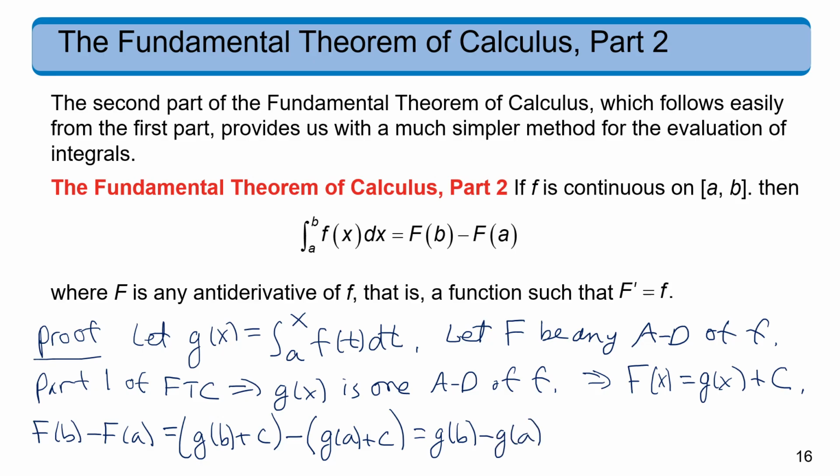Now we can figure out g of a. If you look at this formula here, g of a would be the integral from a to a of our function, and when your two endpoints are the same, the integral value is always 0. That was a property we learned earlier. So we know that this g of a is going to be 0. So we end up with g of b. Now g of b we can rewrite using this definition of g of x. So if we plug b in for x, we get the integral from a to b of the function f.